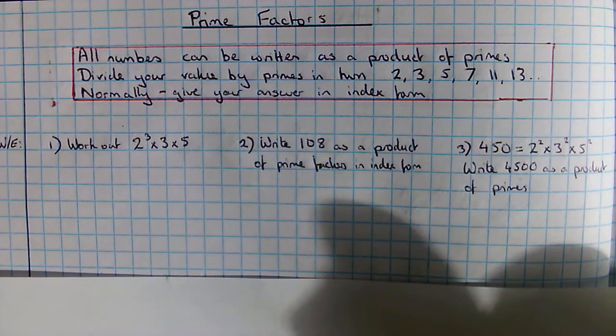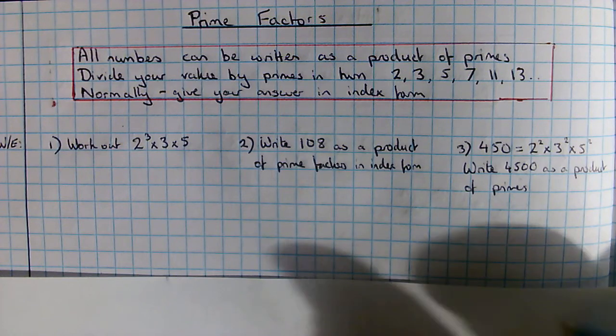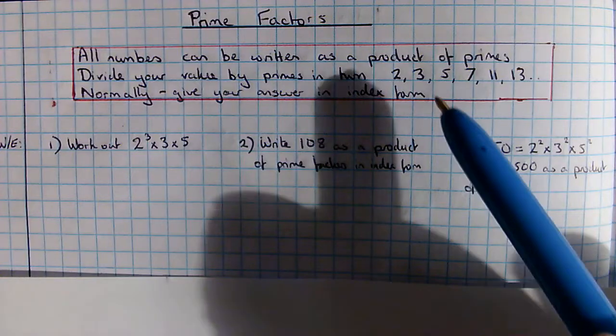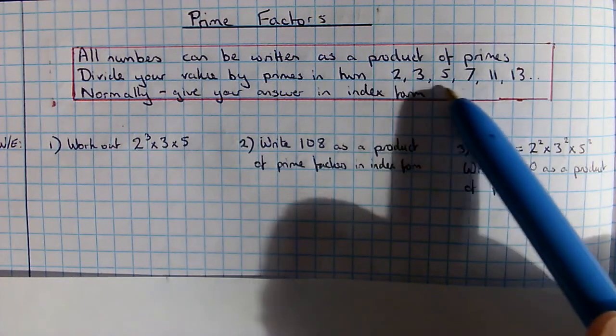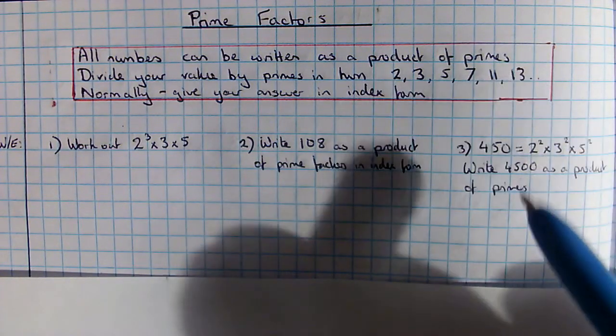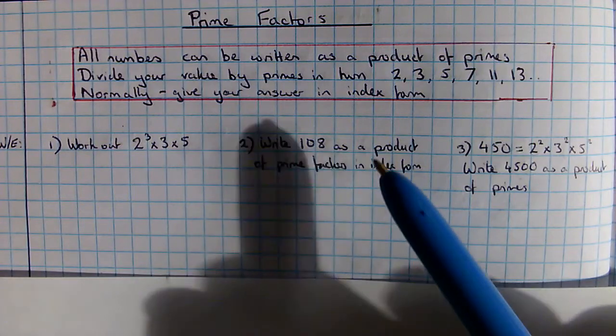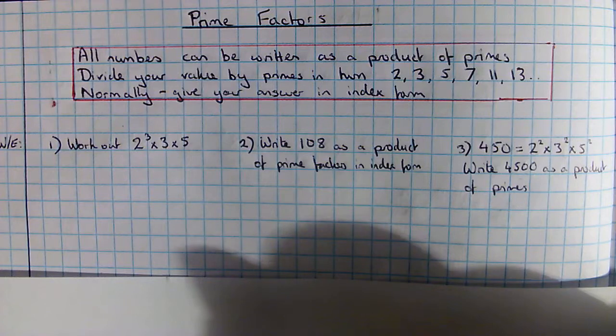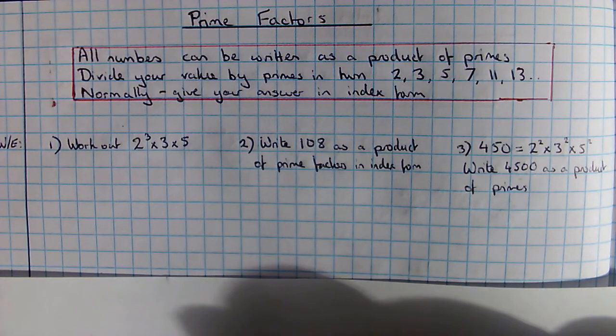So the way we write a number as a product of prime numbers is we divide the value that we've got by the list of prime numbers. We need to know our list of prime numbers: 2, 3, 5, 7, 11, 13. Normally it doesn't go higher than that. Normally, and it would tell us in the question, we would give our answer in index form, so using powers. So we've got three questions to start with.